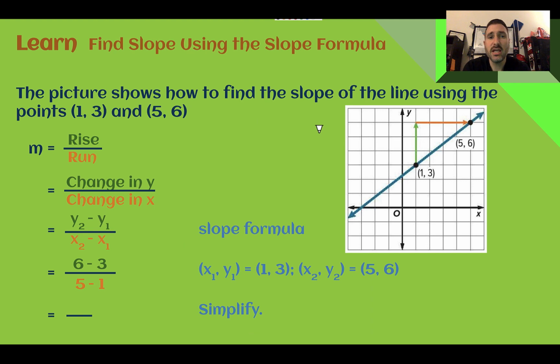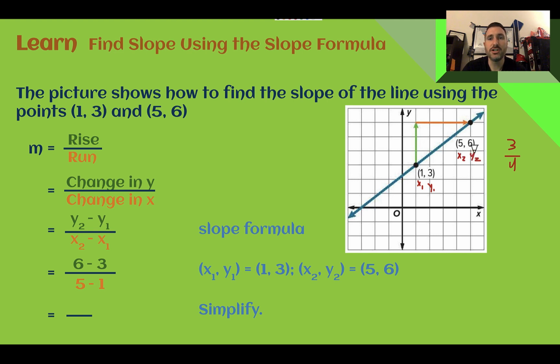In this picture, we can see how we can find the slope using our points 1, 3, and 5, 6. So we can see just from this picture, it went up 3 over 4. So I just know from my previous learns and examples that my slope should be 3/4. It went up 3 over 4. Let's see what we get when we use our coordinates. First, we need to define which one is x1, y1, and x2, y2. So let's say that this is x1, y1, this is x2, y2.